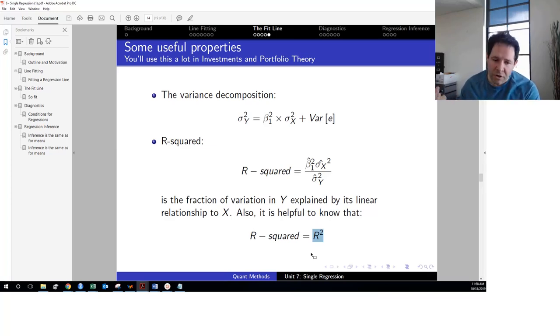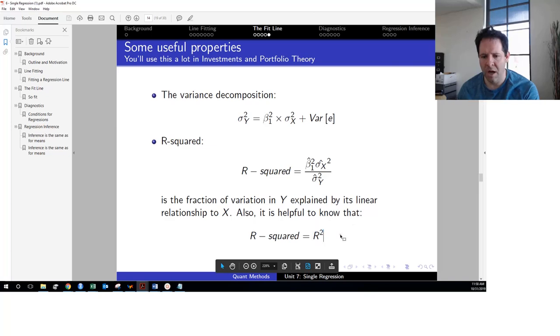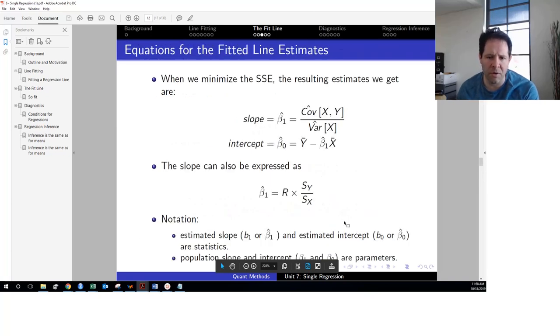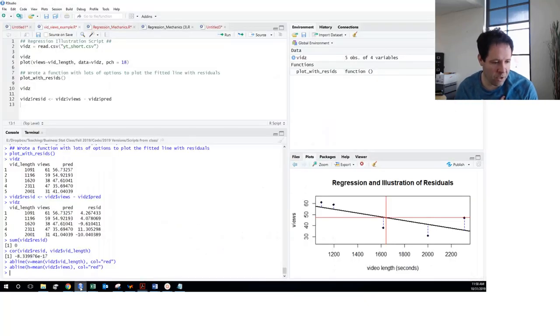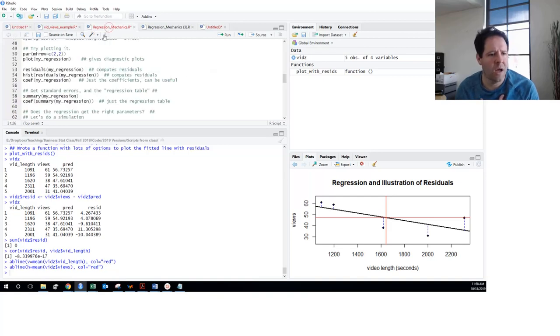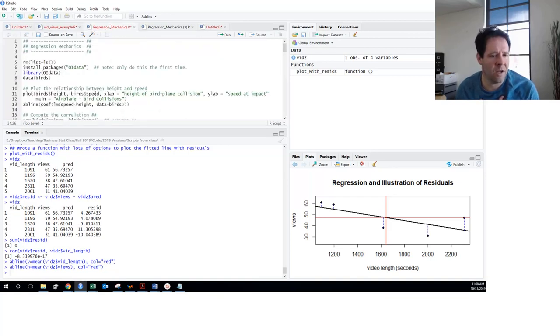It just is a good descriptor of how much variation the regression line explains. So we've gone through a fair number of formulas. It's going to be useful to actually apply them and show you how to implement regression within R. I want to do this with an interesting example, a data set on bird-to-air collisions.